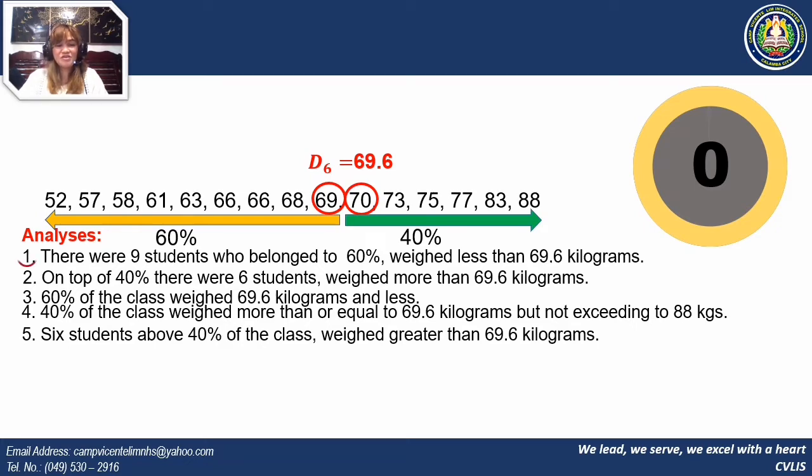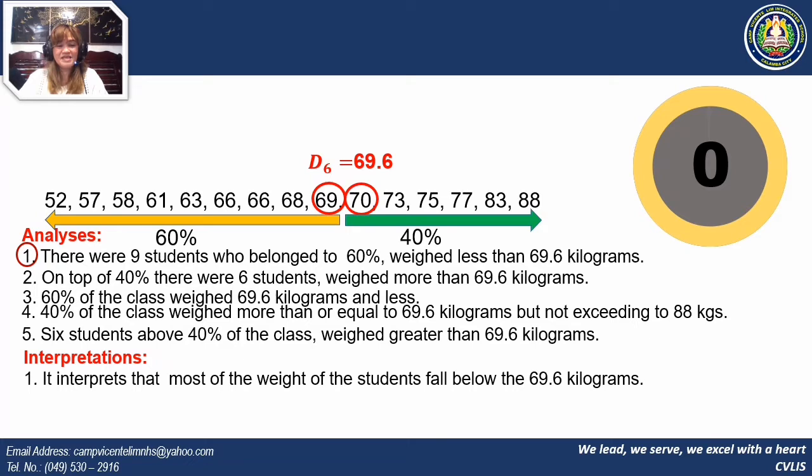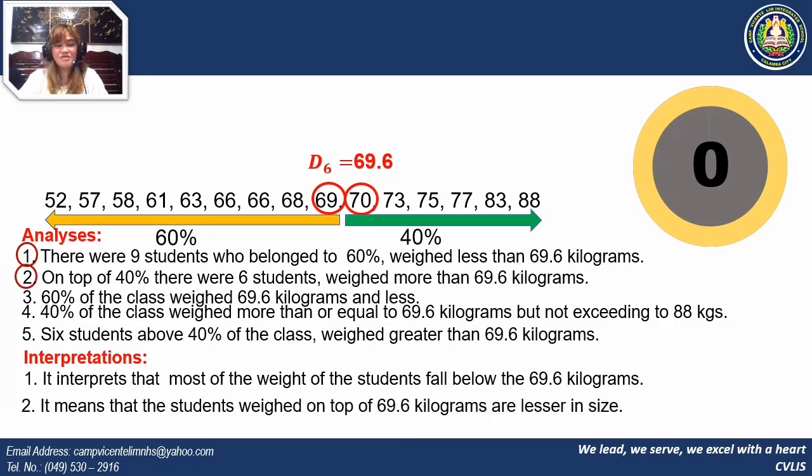And for the interpretations, it interprets that most of the weight of the students fall below the 69.6 kilograms. Second, it means that the students who weigh on top of 69.6 kilograms are lesser in size. And the last, it interprets that majority of the students weigh less than 69.6 kilograms.